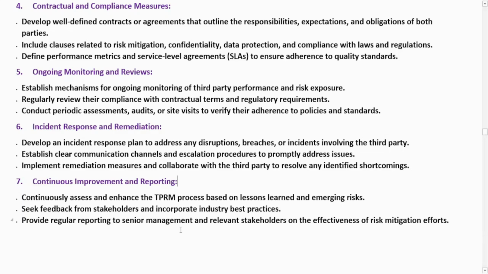So that is all about the third party risk management process. By following this structured process, you can identify and manage all your organization's risk associated with your third party relationships more effectively. And this process not only enables your organization to protect its operations, its data and reputation, but it also ensures compliance with applicable regulations and industry standards.